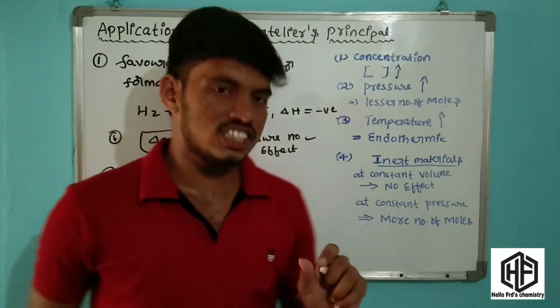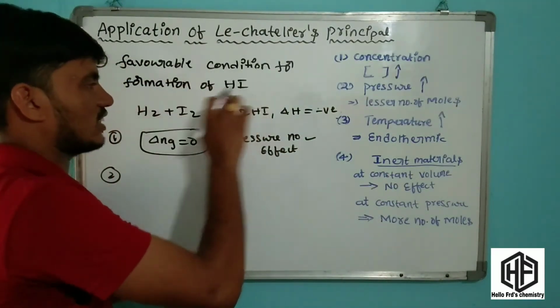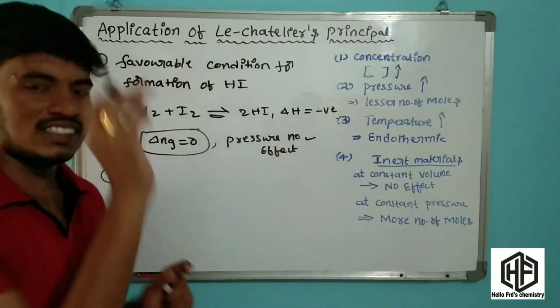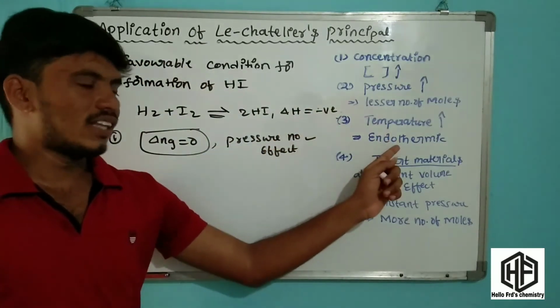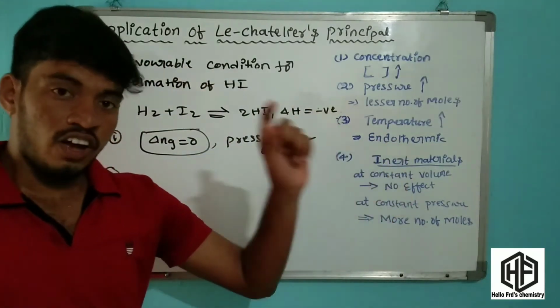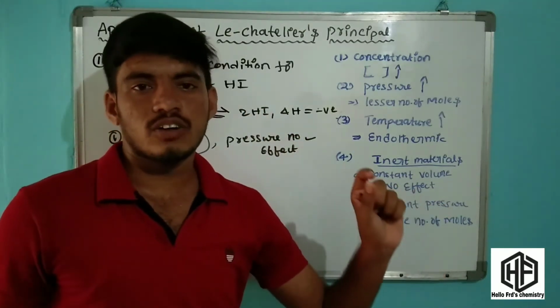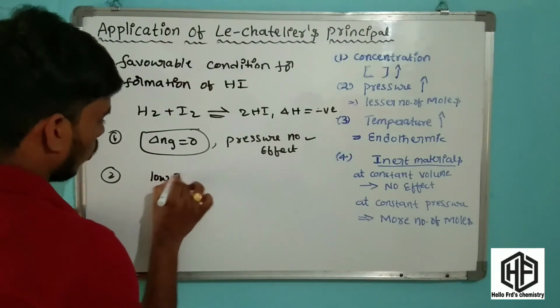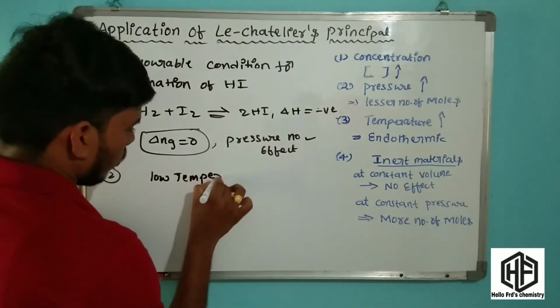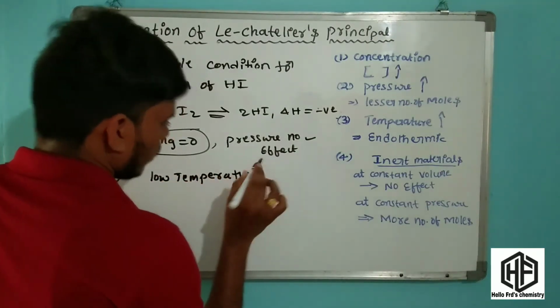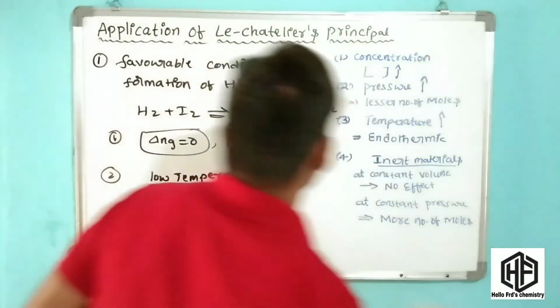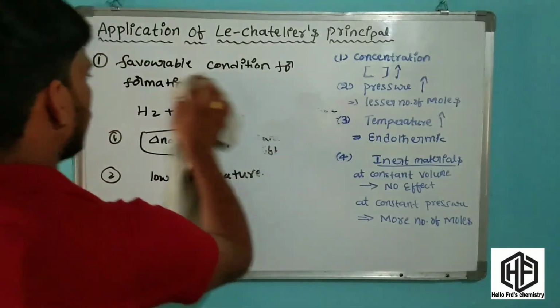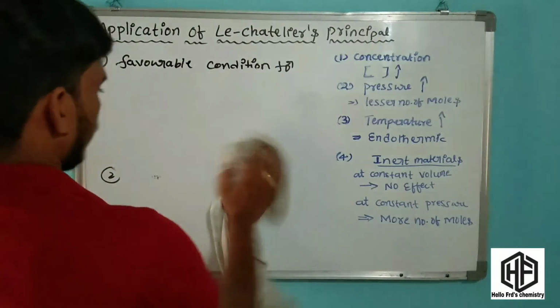And the second one is that delta H is negative. Friends, in the forward reaction, delta H is negative. It means the reaction is exothermic. Whenever the reaction is exothermic, the favorable condition is low temperature. This is clear, friends.